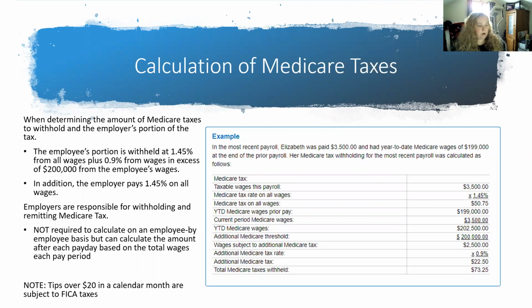So if we take the 3,500 multiplied by 1.45%, we get 50.75 for the regular Medicare that has to be paid on the 3,500. And then the portion that went over 200,000 was 2,500. And so if we take the 2,500 and multiply by the additional Medicare amount, that's 0.9%, we get an additional $22.50. So if we add those two together, we get that $73.25 total must be withheld in Medicare tax. But the employer's share of Medicare tax would only be the 50.75. They would not have to pay that additional 0.9%.